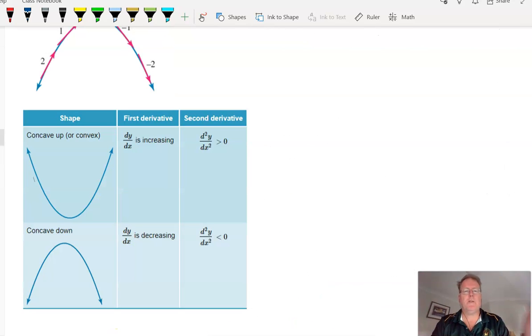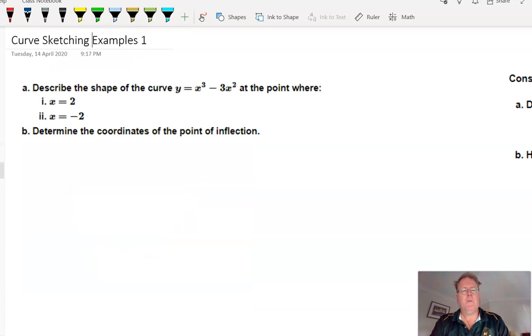examples, we looked at situations like this. We can remind ourselves that if the second derivative is greater than 0 at that point, then that's concave up. And if the second derivative is less than 0, then it's concave down. So let's have a look at the first one.